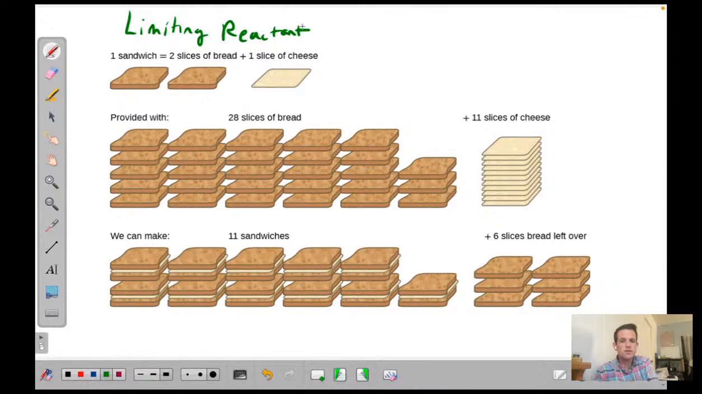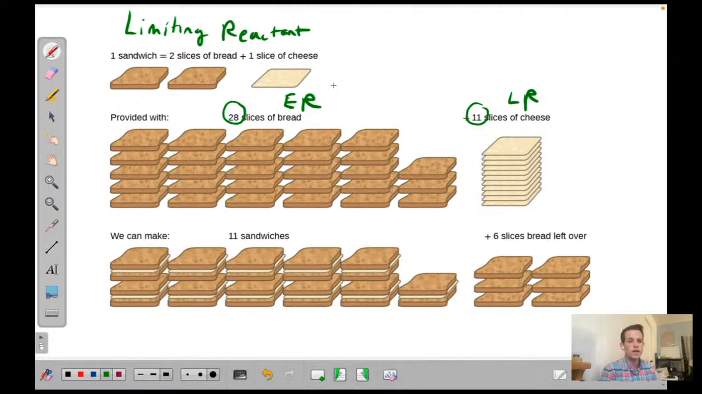And I always like using sandwiches as an example of a chemical equation, right? So in this one, we have a stoichiometric ratio where it's 2 slices of bread plus 1 slice of cheese. So we see here that if we have 28 slices of bread, but only 11 slices of cheese, since every sandwich needs at least 1 slice, we can only make 11 sandwiches. The rest are going to be left over. So one of these is limiting, and that would be the cheese. And the excess reactant would be the bread.